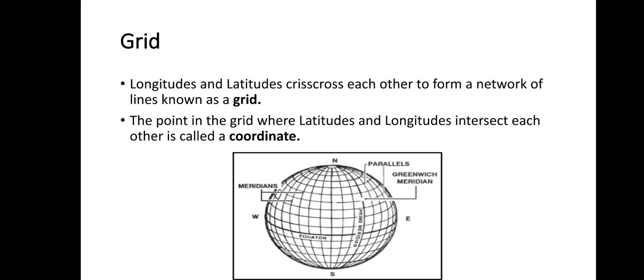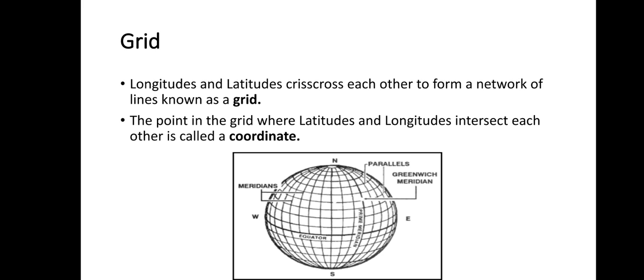Coming to the grid, as we know, longitudes and latitudes crisscross each other to form a network of lines, and it is known as a grid. The point in the grid where latitudes and longitudes intersect each other is called a coordinate, and the coordinates help us to locate any place or point on the earth.